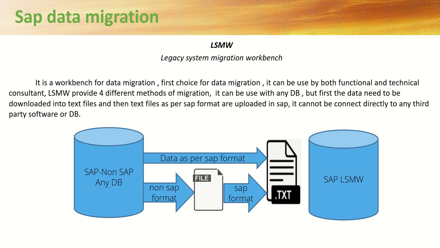It can be used with any database, as first we need to download the data into a text file from the non-SAP system, and then upload the text files into SAP as per the SAP format. We cannot connect LSMW directly with any third-party software or database. As you can see from this image, on the left-hand side, we can have any SAP system or non-SAP system. First, after downloading data from the legacy system, we have to convert that file as per the SAP format. And this text file we upload into LSMW.